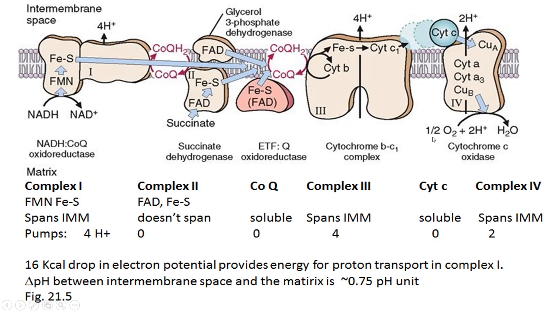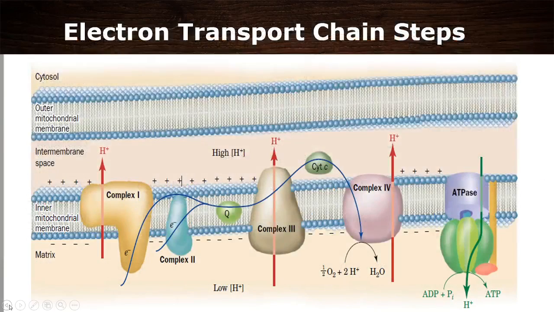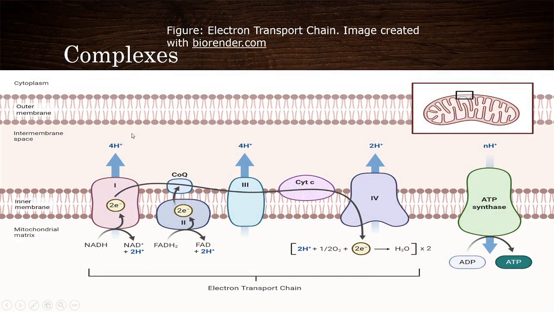Here it makes H2O, and now I will talk about the energy generation, or ATP, and how ATP is generated in the ETC. In this process, complex 1 pumps 4 protons, complex 2 doesn't pump any protons, complex 3 pumps 4 protons, and complex 4 pumps 2 protons. So the total number of protons is 10. 10 protons are pumped into the intermembrane space from the mitochondrial matrix.